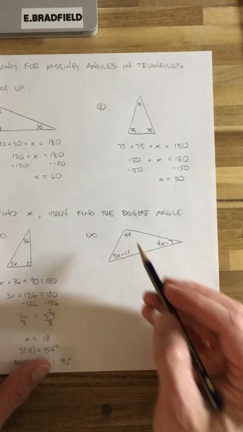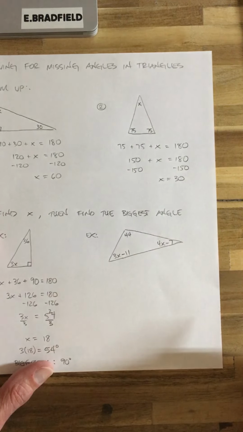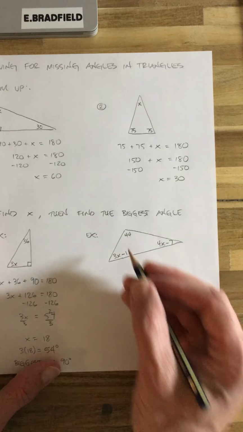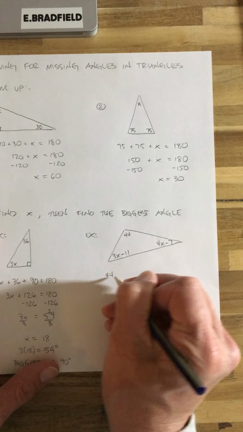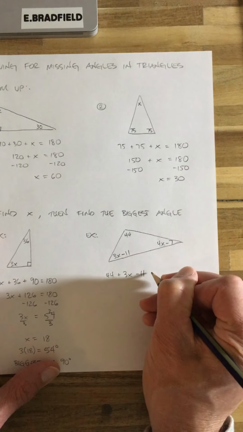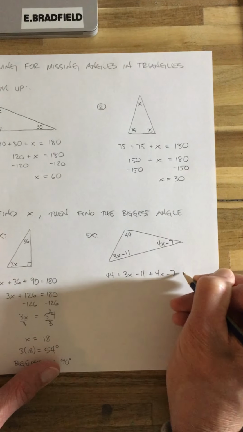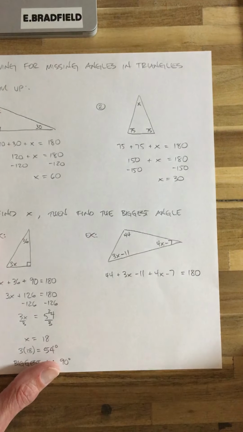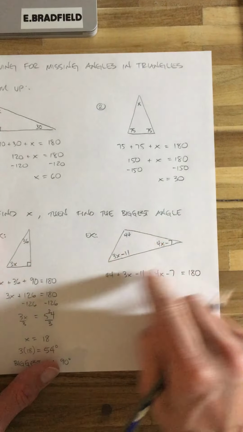Well, what do you know? You know that this plus this all adds up to 180. So just write it down just like that. 44 plus 3x minus 11 plus 4x minus 7 equals 180. That's all you got to do. Okay, it's that simple. Just add them all together.